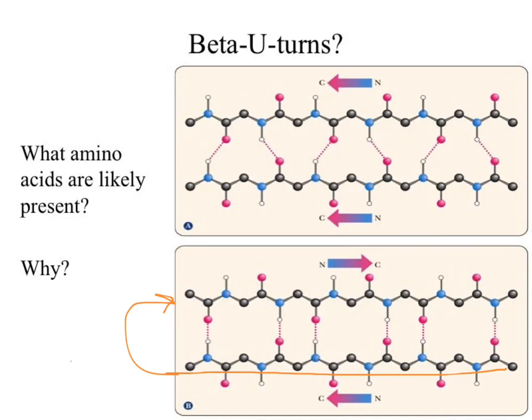What amino acids might we expect in that beta U-turn? The one we just talked about, like proline, is a good option. Why? Because proline's going to force that bond angle to jam backwards on itself really fast. What else might we expect to see in there?